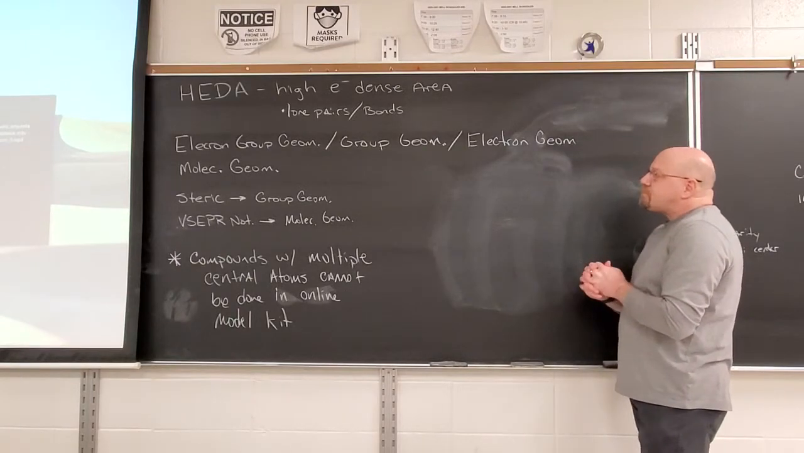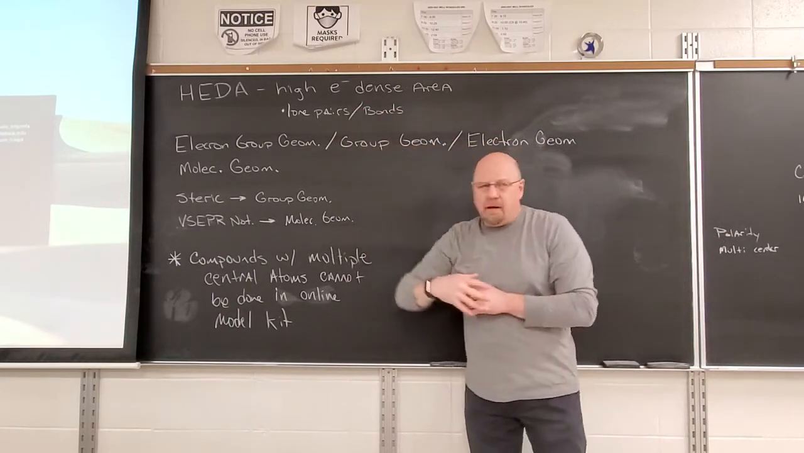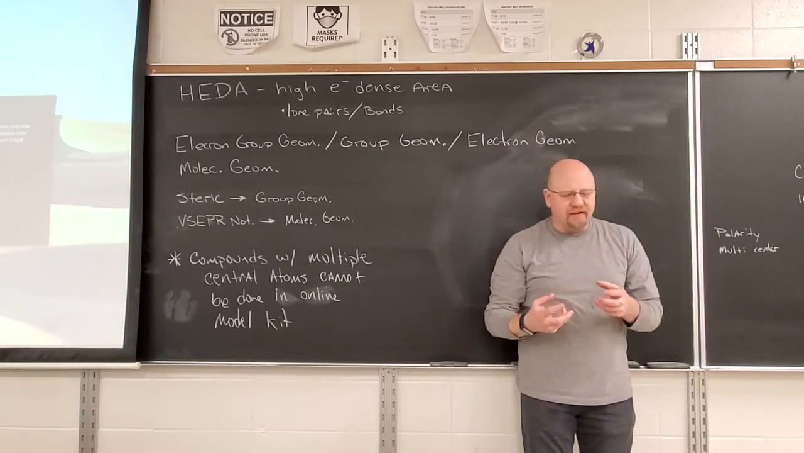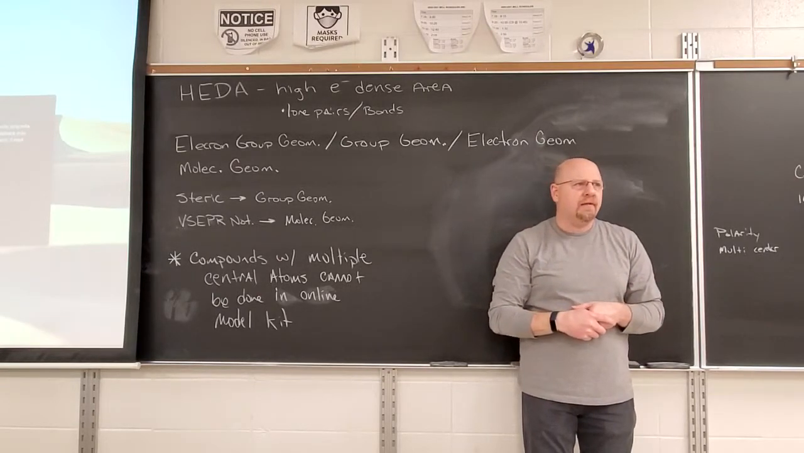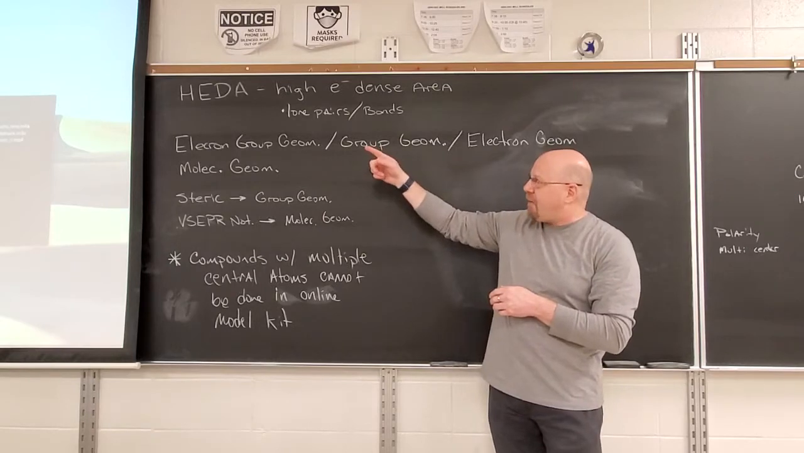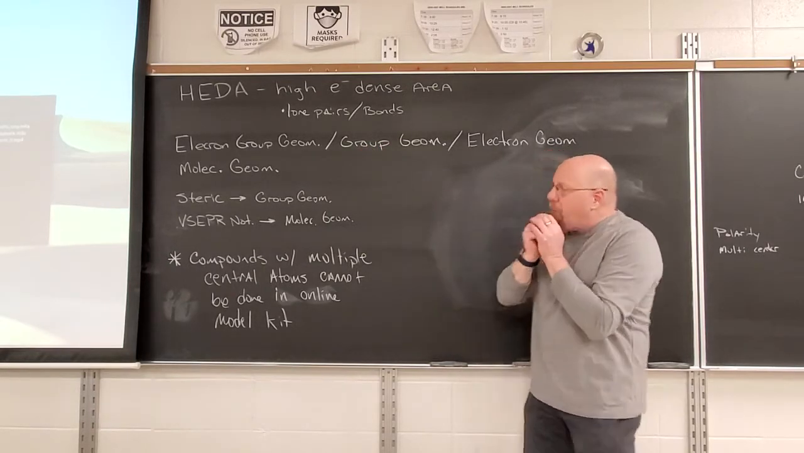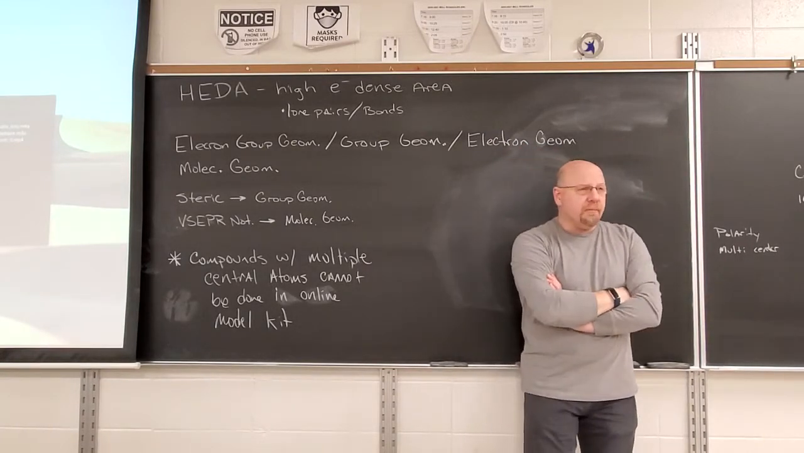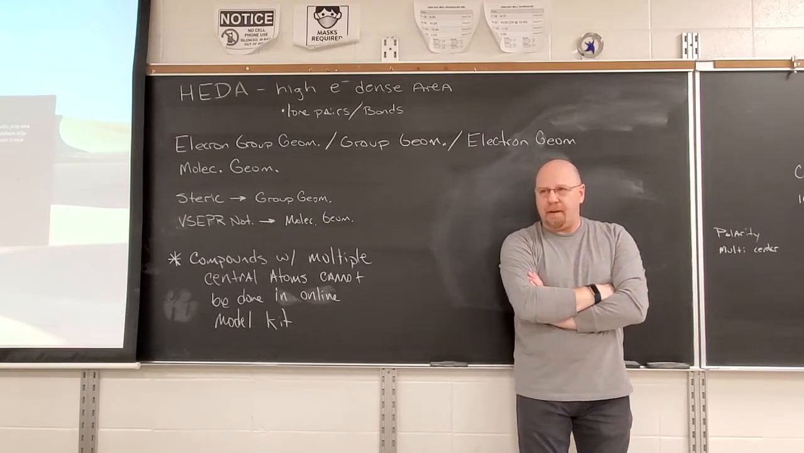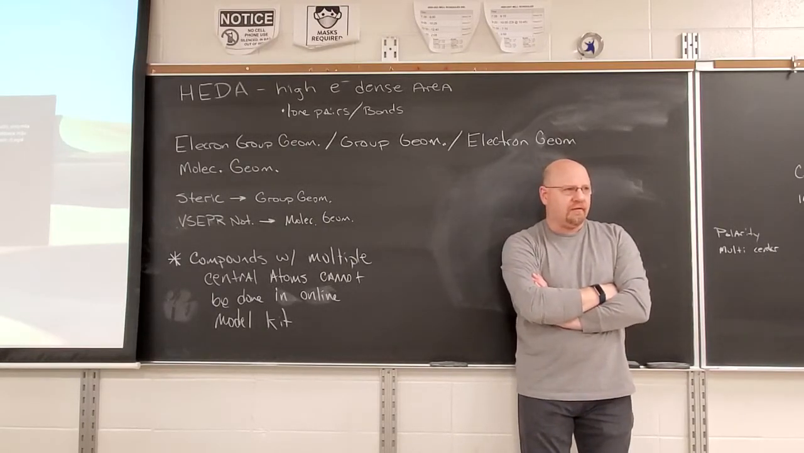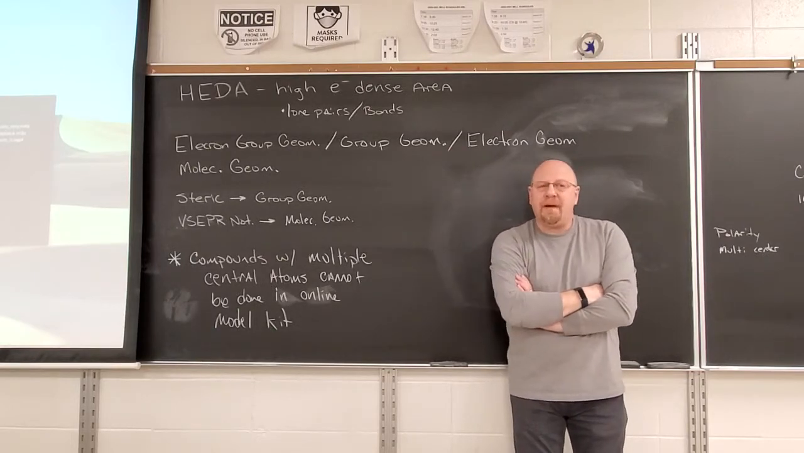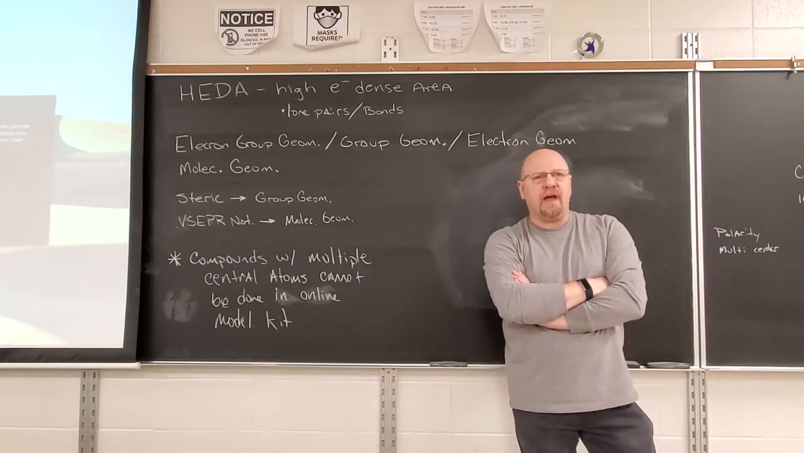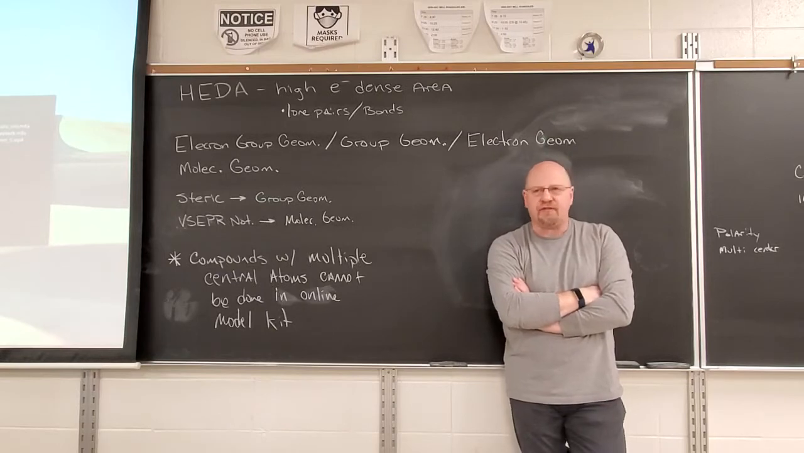Now, top here. Not a term I'm going to use a lot, but I will use every once in a while. I've got some documents that use the acronym HEDA, which for us means high electron dense areas. And that's pretty simple. A high electron dense area is simply going to be a bond or a lone pair of electrons. That's it. Now, we don't make a distinction between single, double, and triple bonds. We treat those all equally as a high electron dense area.